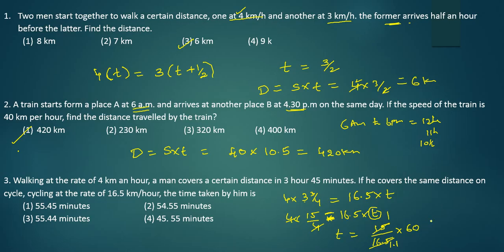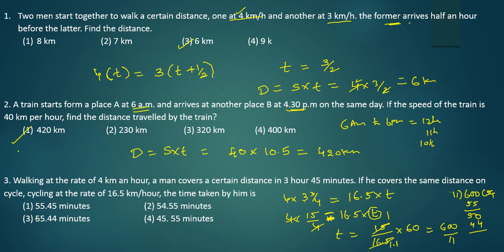Now 60 by 1.1, we can simply write it as 600 by 11. On simplification, what will you get? Because the options are very near, right? 55.45, 54.55, like that, and 55.44. Now simply divide by 11. 11 into 600: 11 5s are 55, and the remainder is 50. 11 4s are 44. It means I'm getting 54 point something.